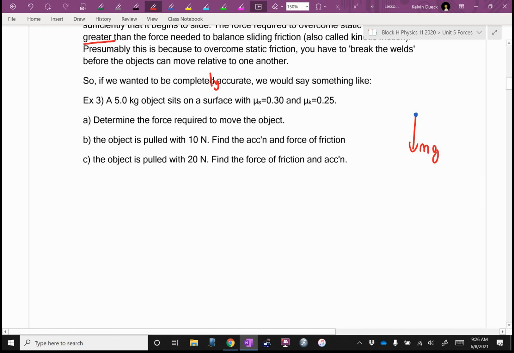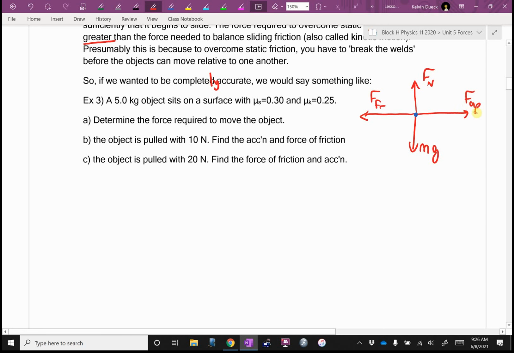What else? Bigger, smaller, or the same size as mg? I think the same size, but in a little bit you're going to see an example where that's not the case. Friction, let's assume we're pulling to the right. So let's have friction pointing to the left. And then we have an applied force of some type.